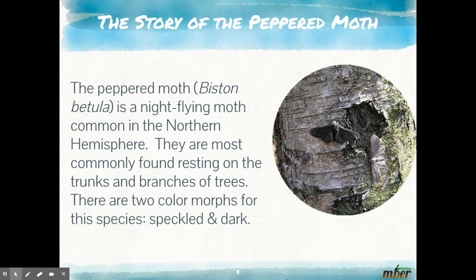Okay, the first one being the story of the peppered moth. The peppered moth is a night-flying moth common in the northern hemisphere. They are most commonly found resting on the trunks and branches of trees. There are 2 different color morphs for the species. They're speckled, which looks much like the speckled chicken that we talked about last unit, and dark.